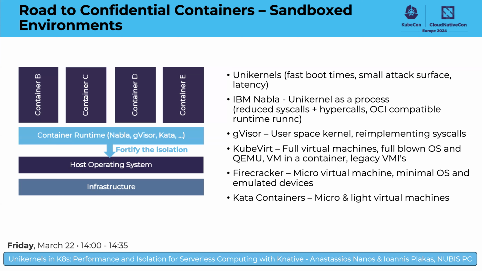Moving forward, IBM introduced IBM Nabla, which were unikernels as a process. They reduce the amount of syscalls and add hypercalls to emulate some dangerous syscalls. They even added an OCI compatible runtime, called runnc, so you could run unikernels in a Kubernetes setup. They made it easy to build those unikernels, but this really didn't take off because of the overhead of transforming your current workload into a unikernel.